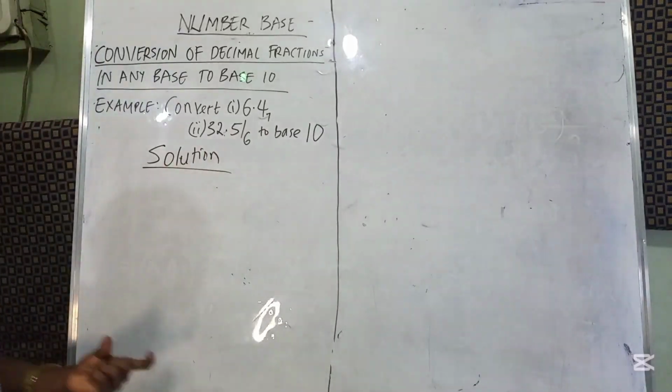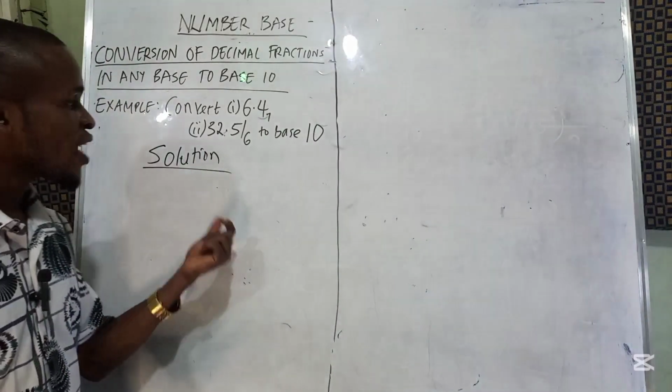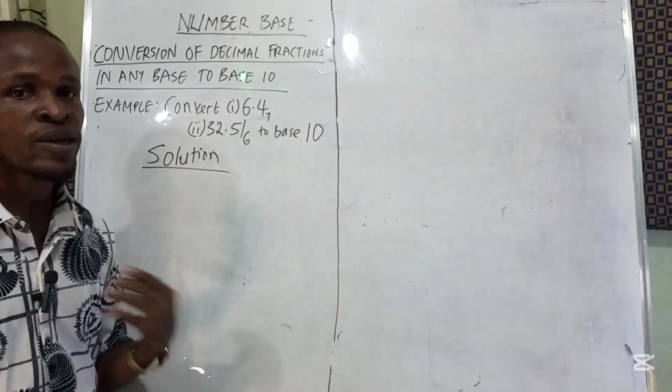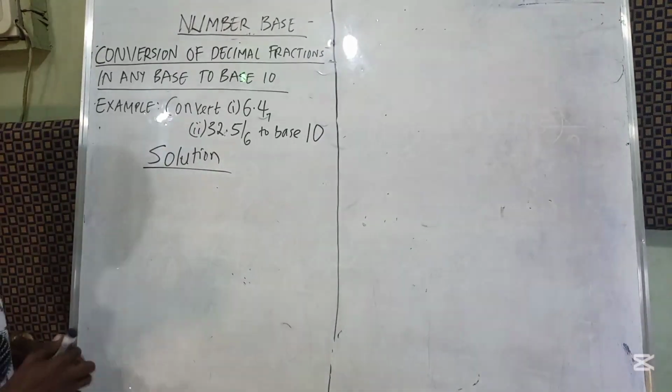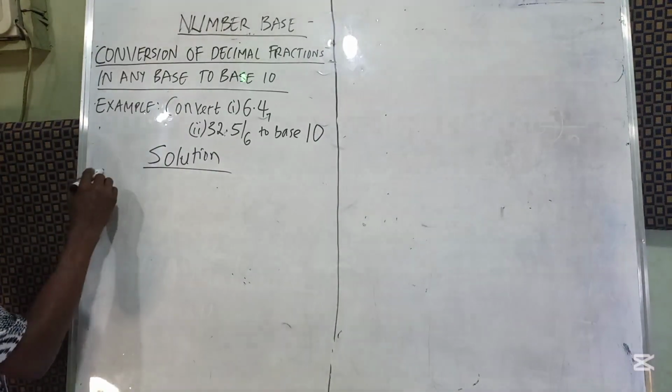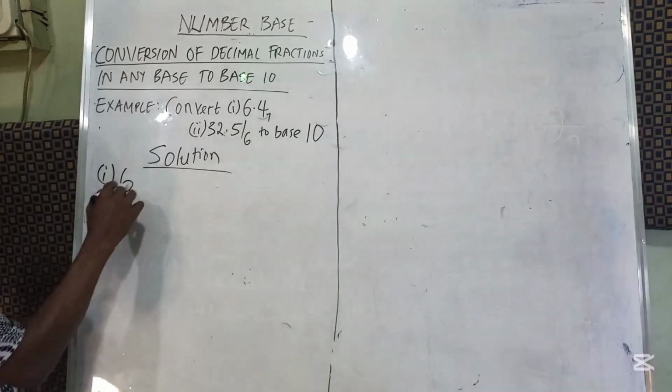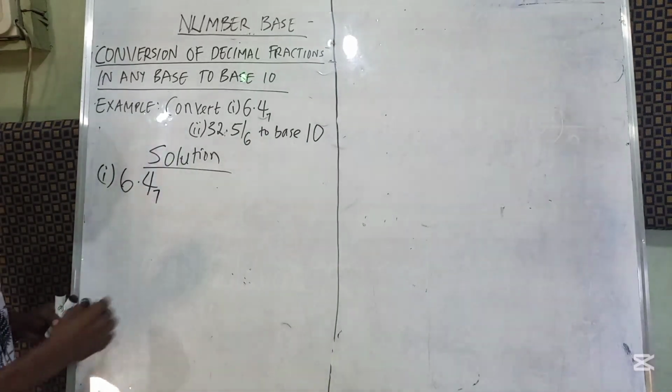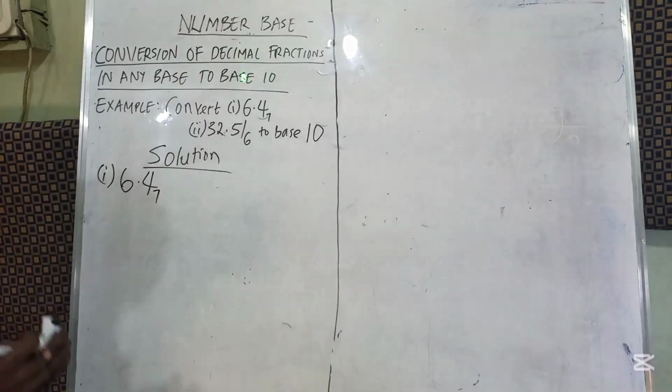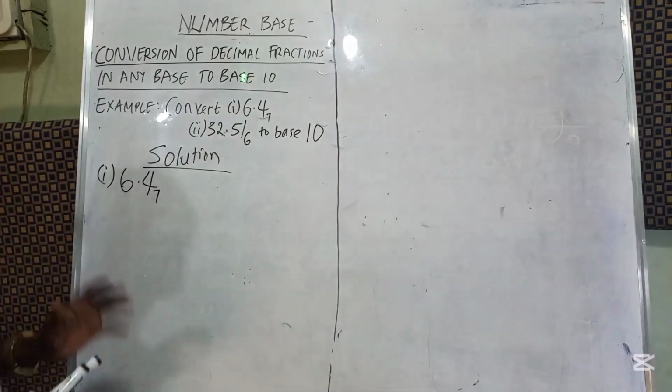Example 2 says convert 32.51 in base 6 to base 10. So let's do this together. The first one: 6.4 in base 7 to convert to base 10.